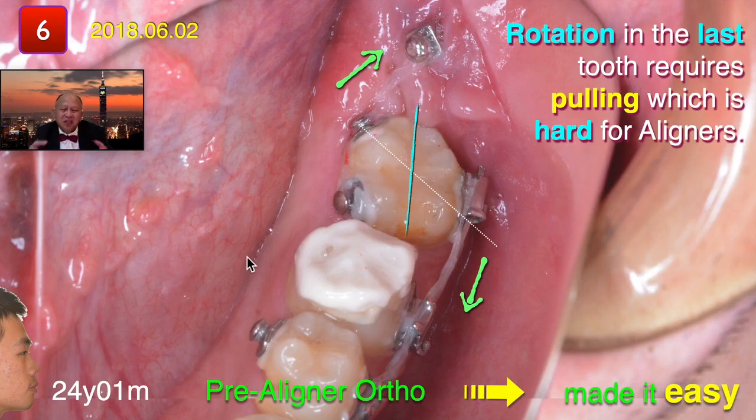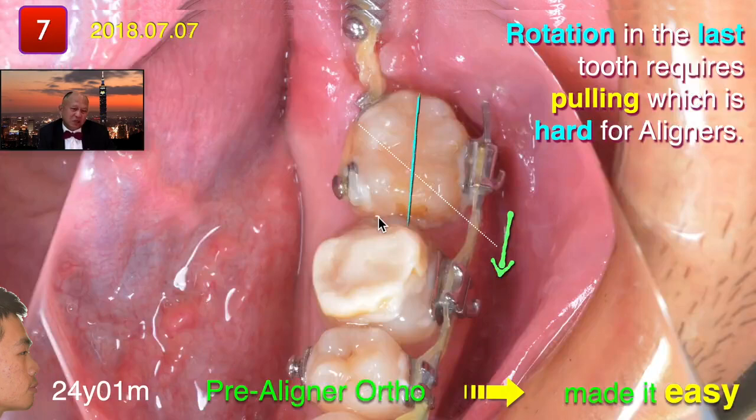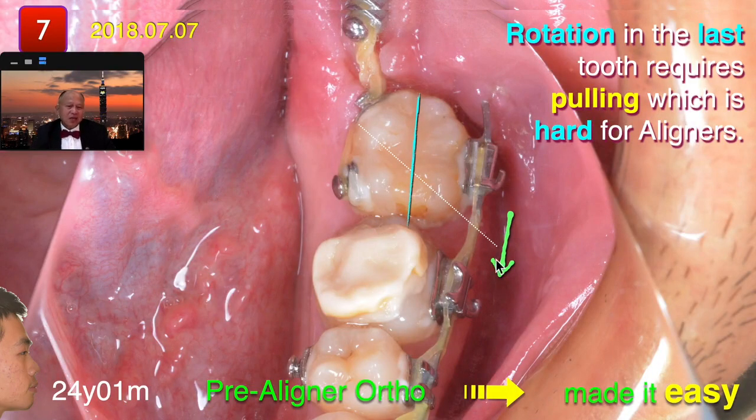This pre-aligner orthodontic treatment, which is several braces, makes it easy. We kind of turn the tough case into an easy one. In other words, just 1, 2, 3 braces and a button and mini screw, and we are able to derotate and make this tough case into an easy situation. And 7 months in treatment, we're done.